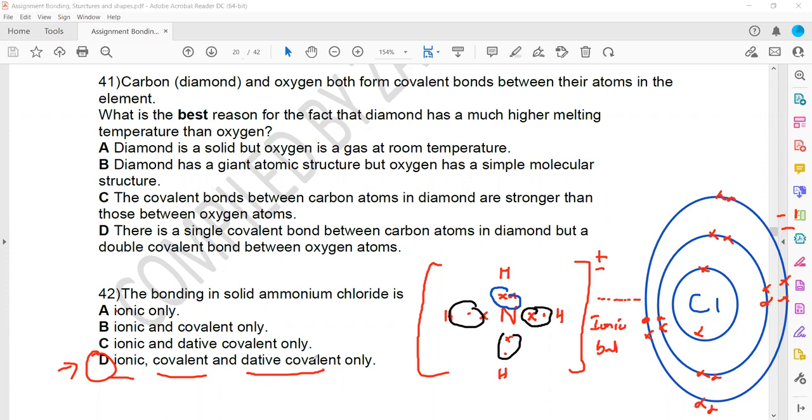Any doubt in that? So there is a sharing of electrons between nitrogen and hydrogen, that is covalent. There is also a sharing of electrons between nitrogen and the other proton, but both electrons are coming from the same atom, so we call that dative. And because of the attraction between the ammonium and the chloride ion, this results in ionic bonding.